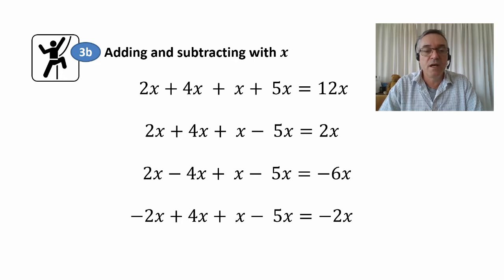Sometimes we can even see a minus sign or a negative sign, depending how you want to think of it, right at the front of the expression. And again, read it left to right like a sentence. Negative 2x plus 4x, that's positive 2x. Plus x is positive 3x. Take away 5x, that's negative 2x.